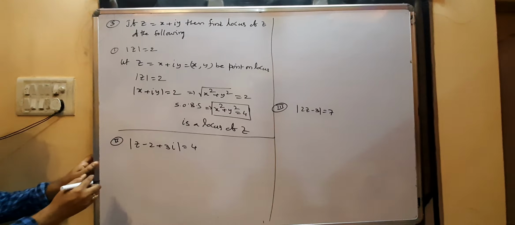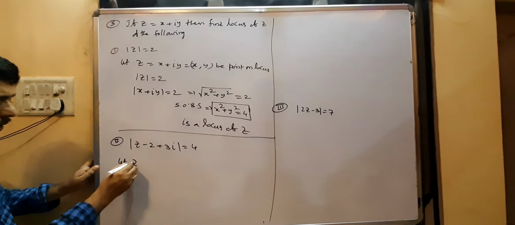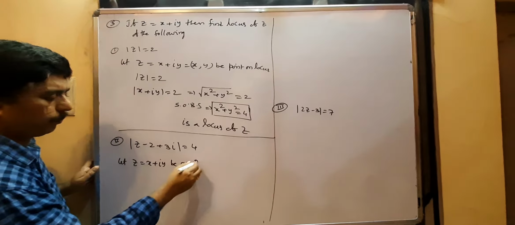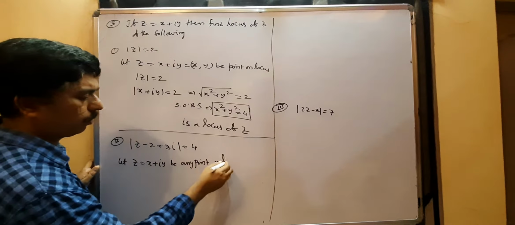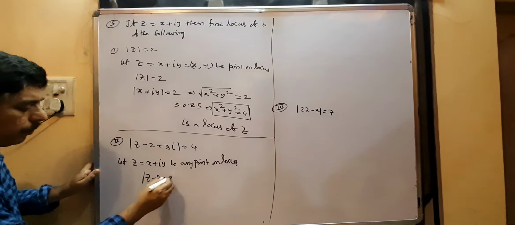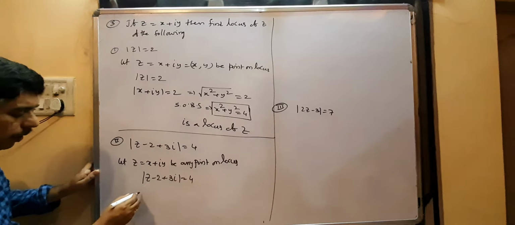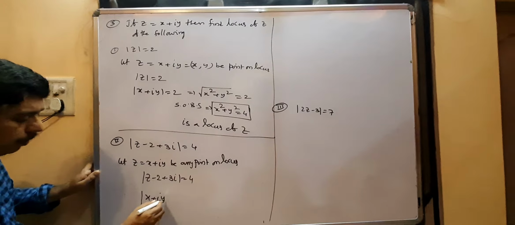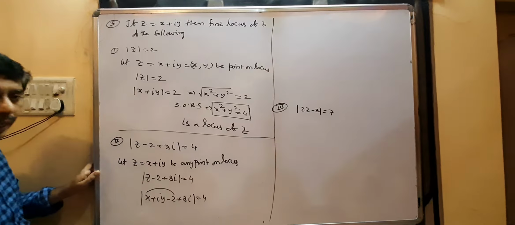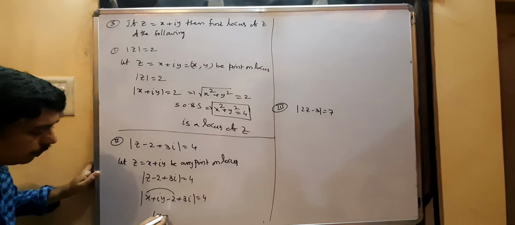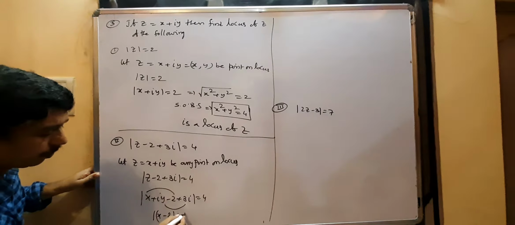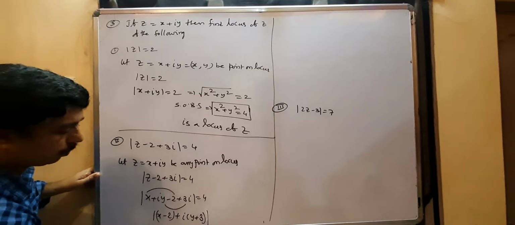Same modulus, and next one. Let z equal to x plus iy be any point on the locus. What is the given condition? Modulus of z minus 2 plus 3i equal to 4. What is the z value? x plus iy minus 2 plus 3i equal to 4. Together you can write x minus 2 as the real part, and in the imaginary term, i common, y plus 3, equal to 4.